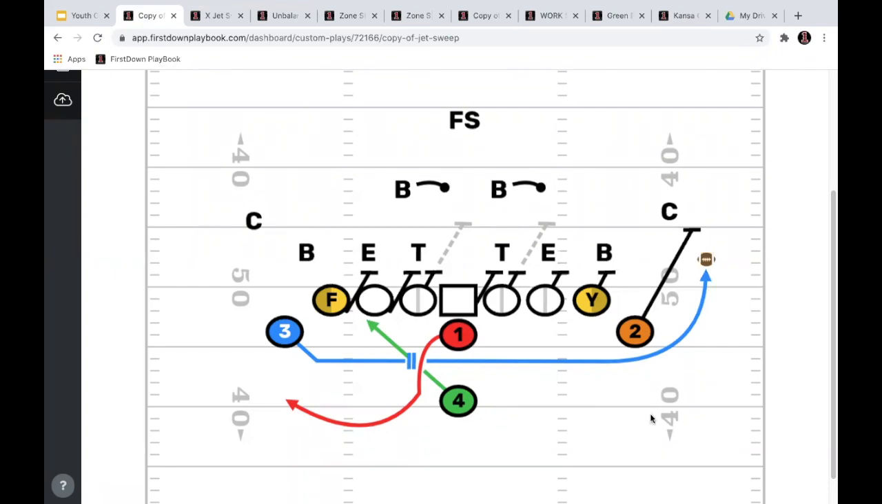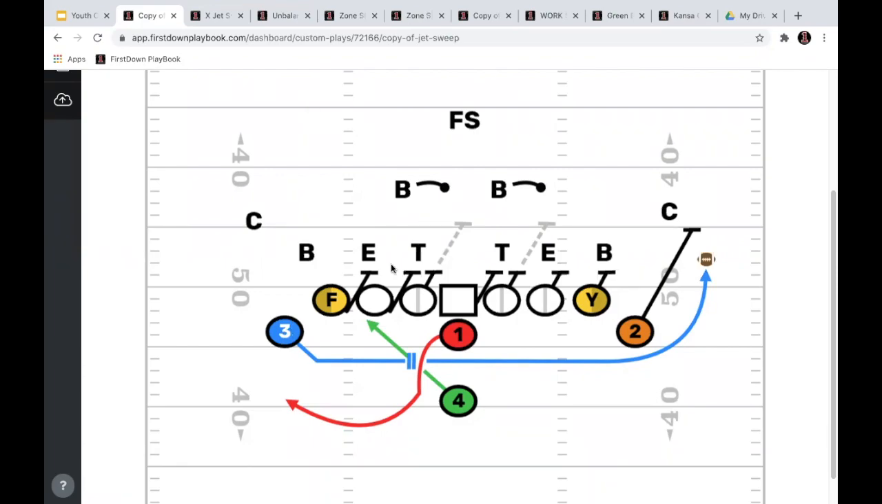Now, the same thing still applies for a jet sweep. You're still looking to get to the perimeter with speed. So obviously you don't want to run a jet sweep with someone that's not capable of running it. The 3-back in this case right here needs to be a fast player. The second thing that you're going to look for in a jet sweep is just the execution of it. How are you going to execute a jet sweep?